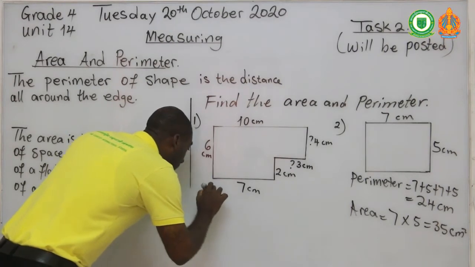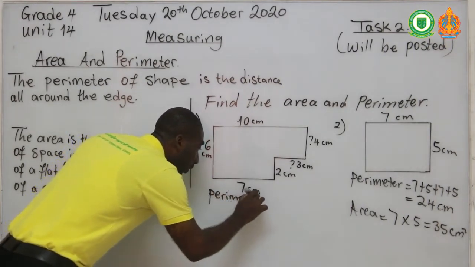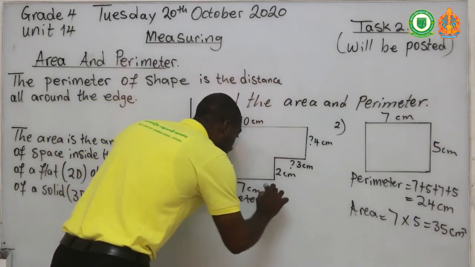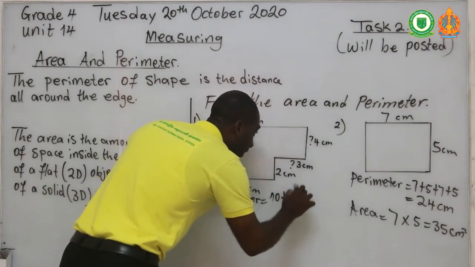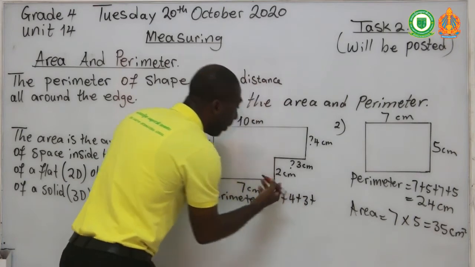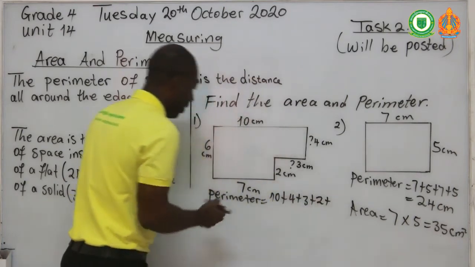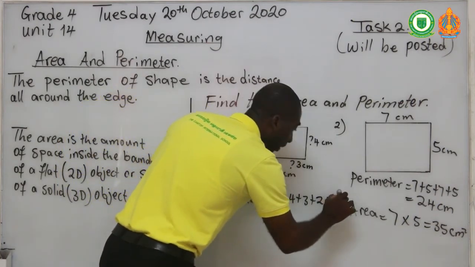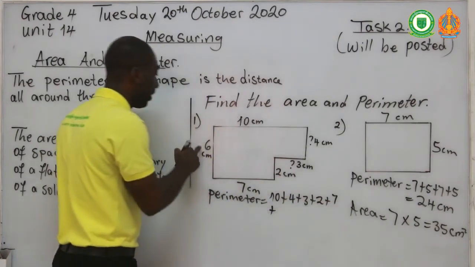Okay, so our perimeter will be equal to, we need to start from 10 plus 4 plus 3 plus this 2 and then plus this 7. Okay, so we don't have space here, so we continue here, okay? Plus 6 here.